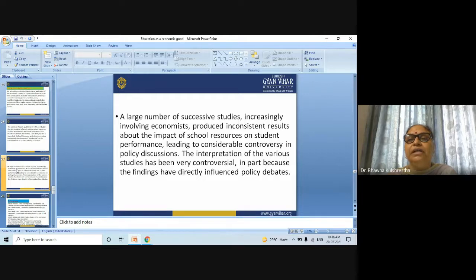And the original study that naturally promoted interest in the idea of the education production function was by a sociologist, Coleman.